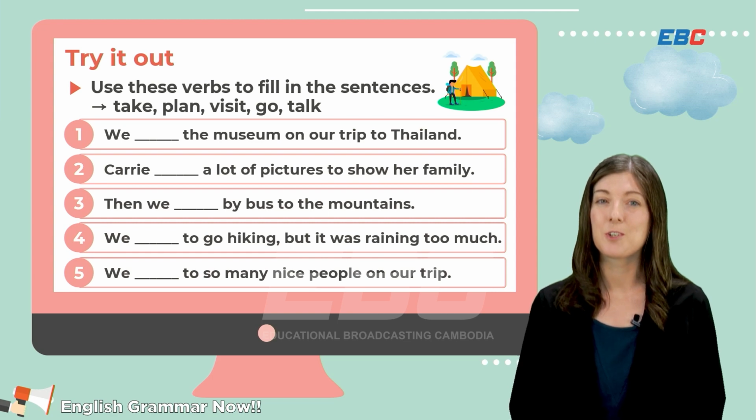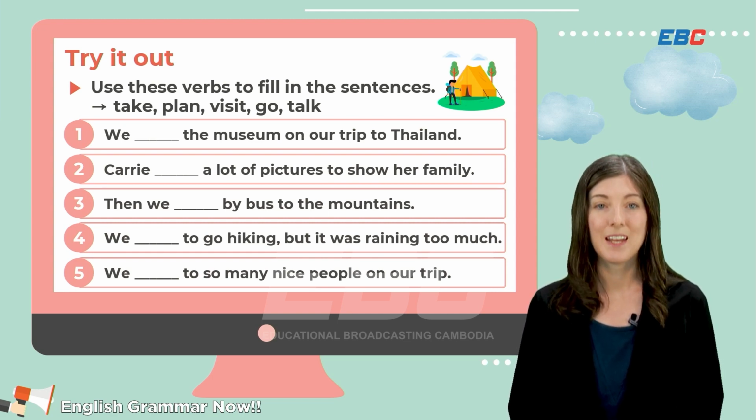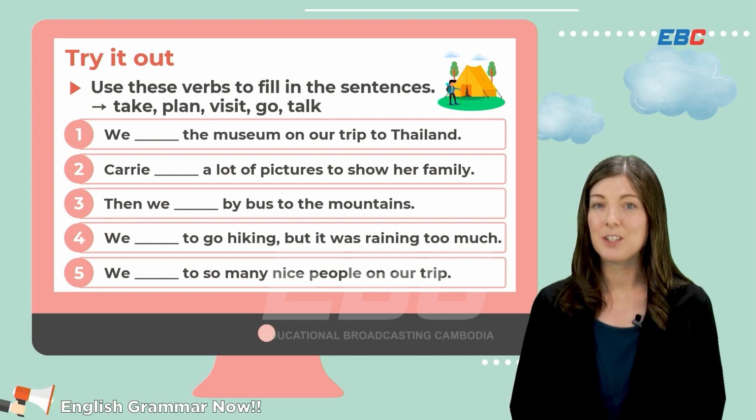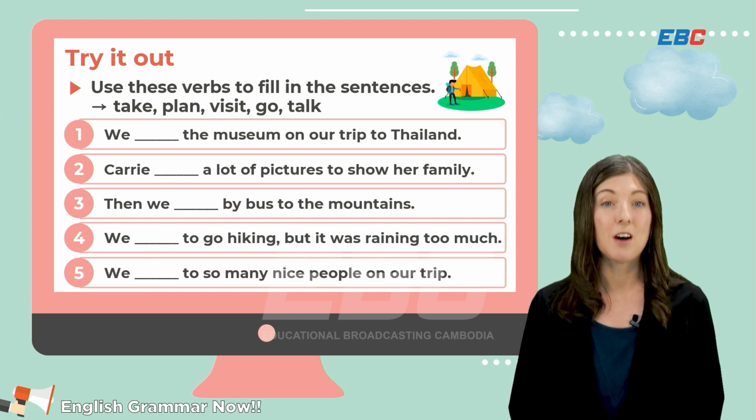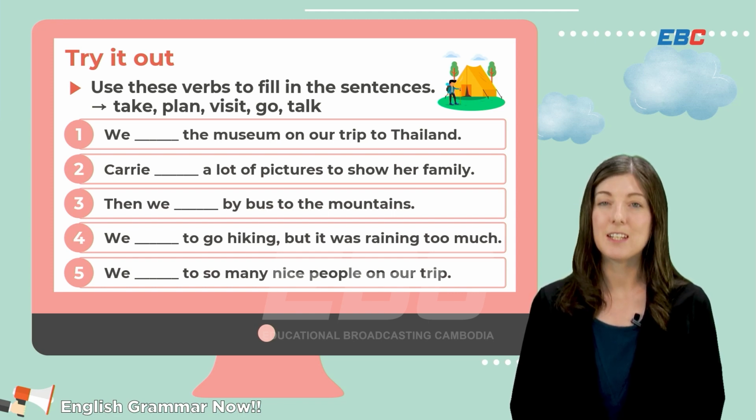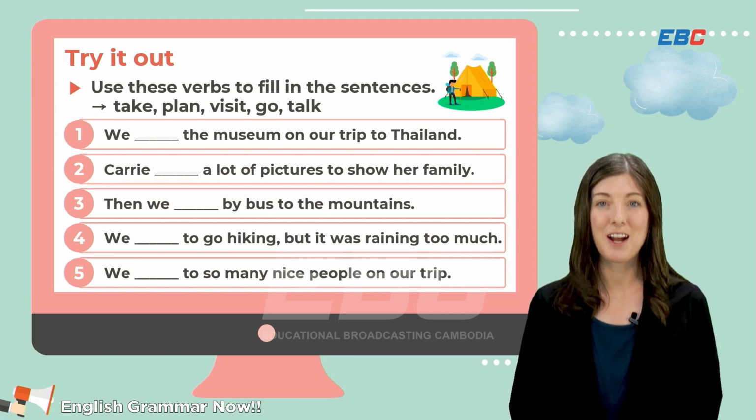Here's one for you to try. We have 5 verbs and 5 sentences. You might have to go back and look at the irregular verbs list because some of these verbs are irregular. See if you can match the word into each sentence. Give it a try.